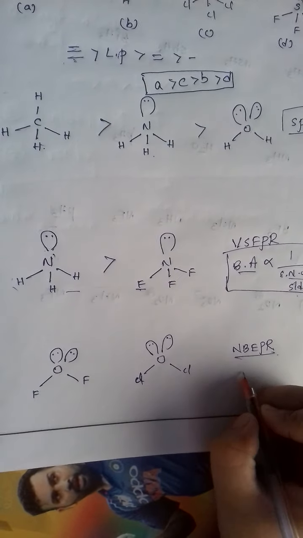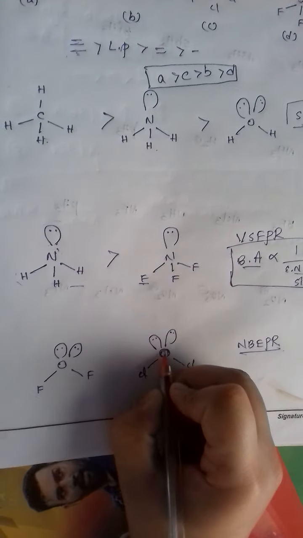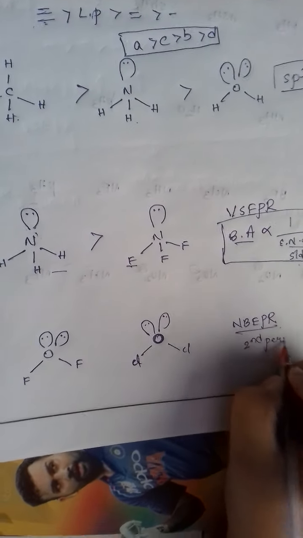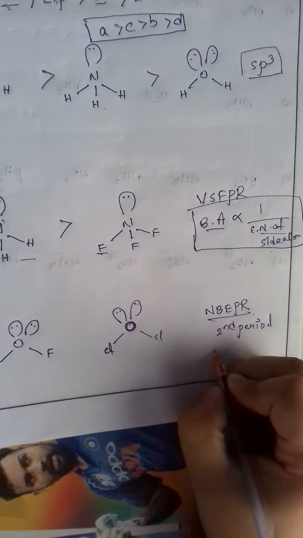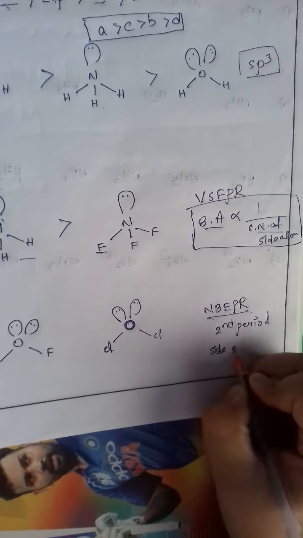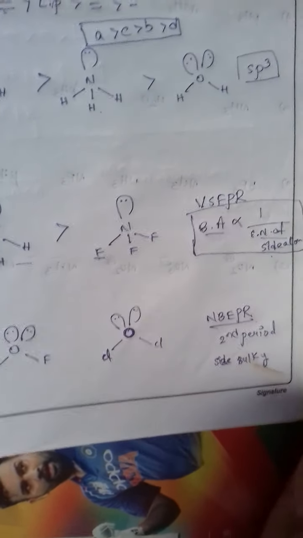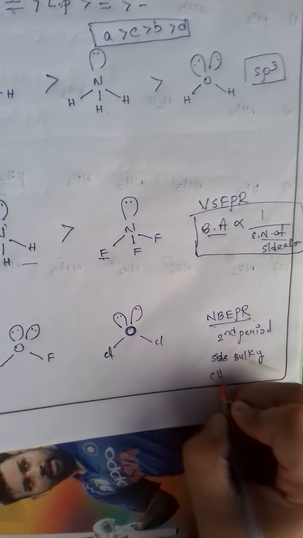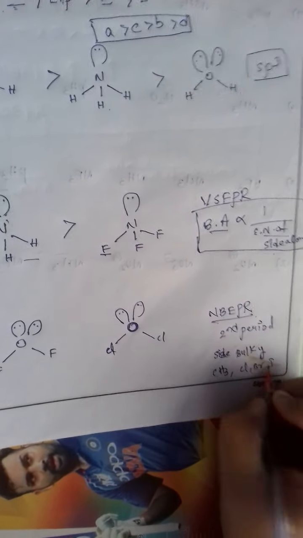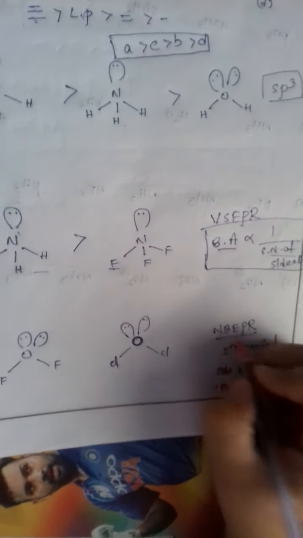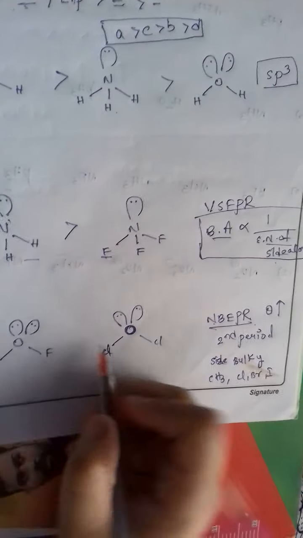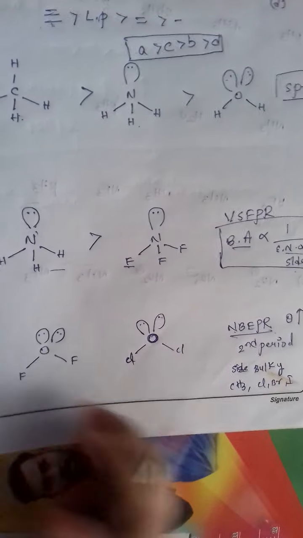NBPER means this: the central atom should be of the second period, and the side atoms should be bulky groups, meaning larger in size. Bulky groups can be CH3, ethene, chlorine, bromine, iodine. So when NBPER dominates, theta increases, the angle increases. So we can say whose bond angle will be more.